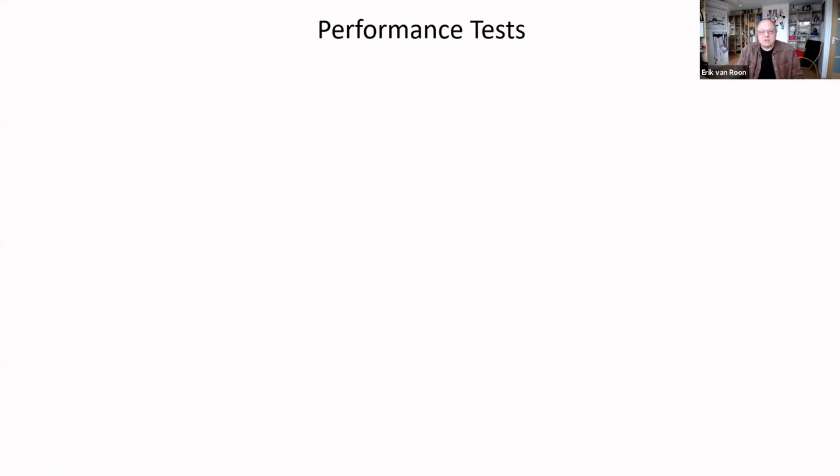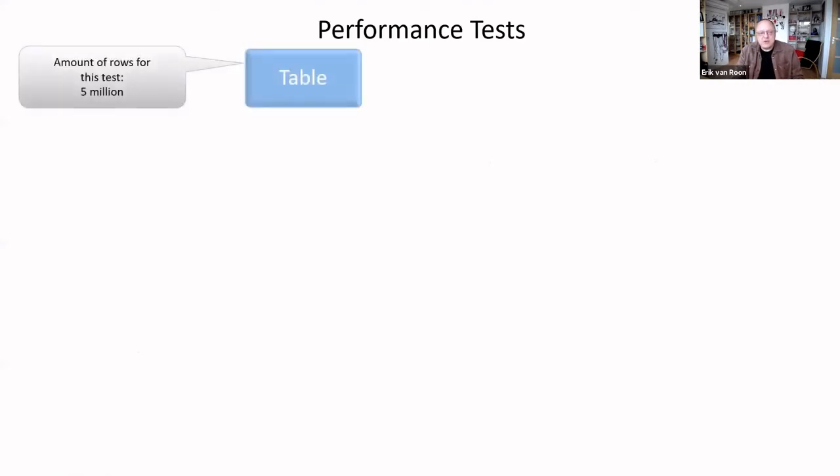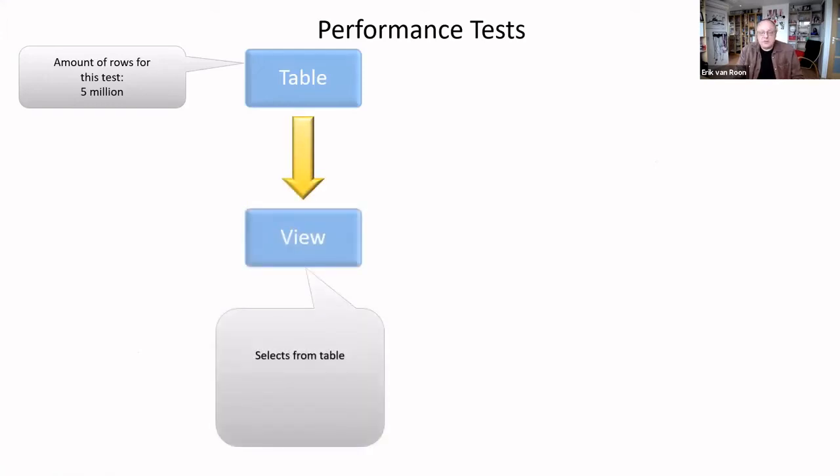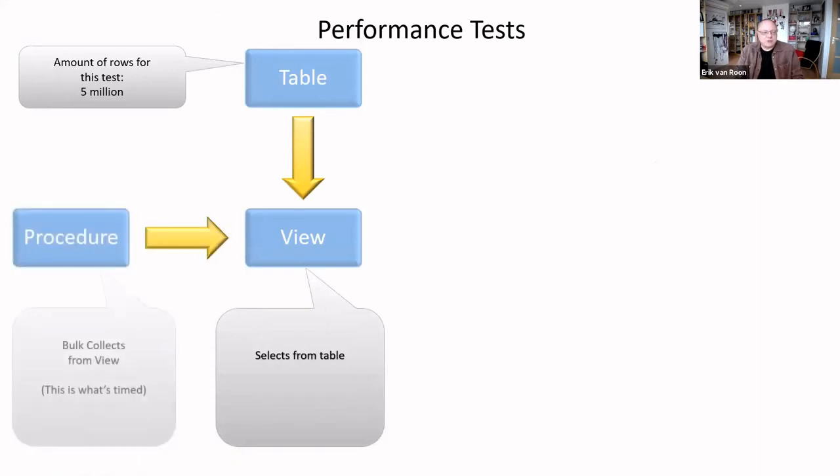The performance tests. What did I do? Well, there's a table, it contains rows, and for each row the function will be executed. I have a view that does nothing other than select from the table. And there is a procedure that does a bulk collect from the view. And the execution of that procedure is what is timed. Then we have tests of different types. We have plain SQL. In that case, the view will just select from the table and will not perform a function call.